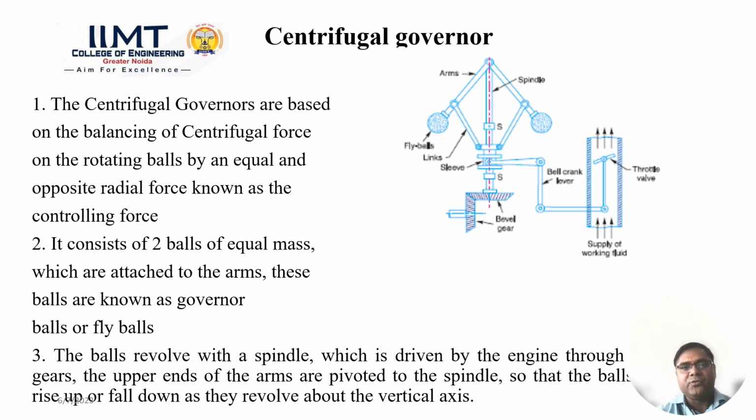So the amount of the centrifugal force is equal to the controlling force, and that will be m omega square r, where m is the mass of the ball, r is the radius of rotation of the governor, and n is the speed of the governor.